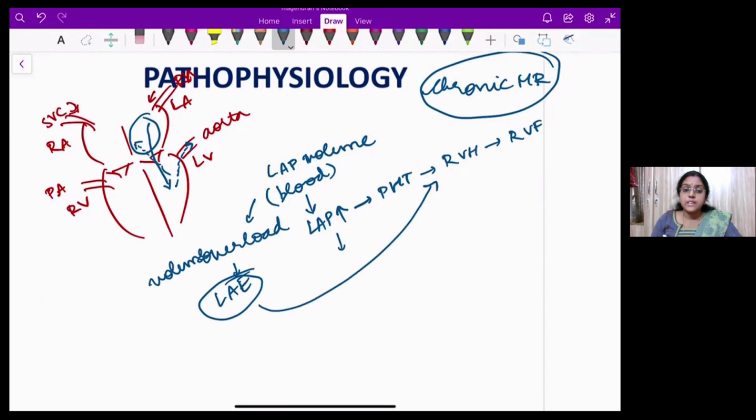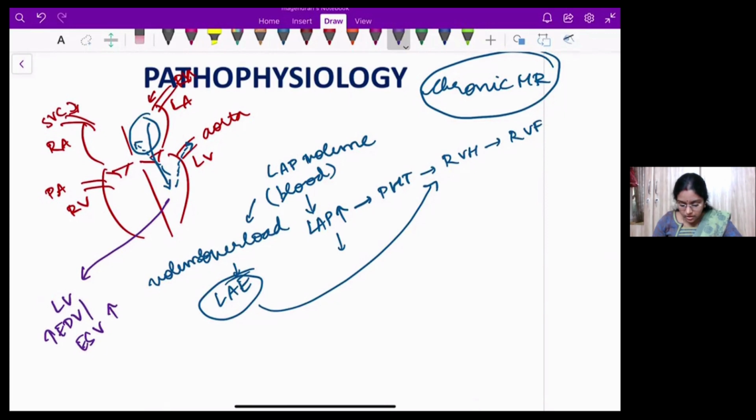So what are the effects on the left ventricle? We'll see what happens in the left ventricle. Initially the amount of blood in the left ventricle will become less, is it not? So the cardiac output will also be less. But it will increase the end diastolic volume, and the end systolic volume will increase.